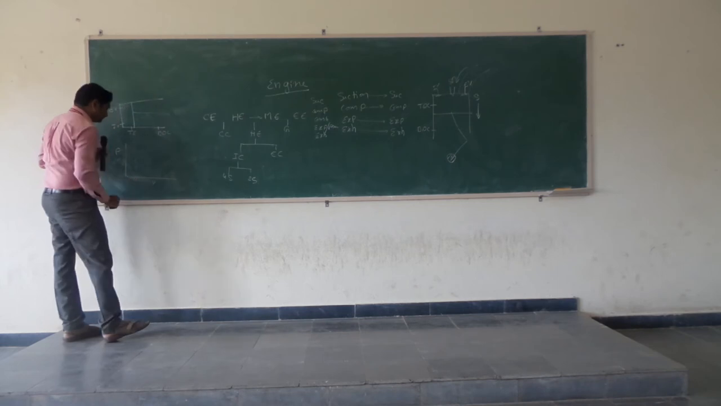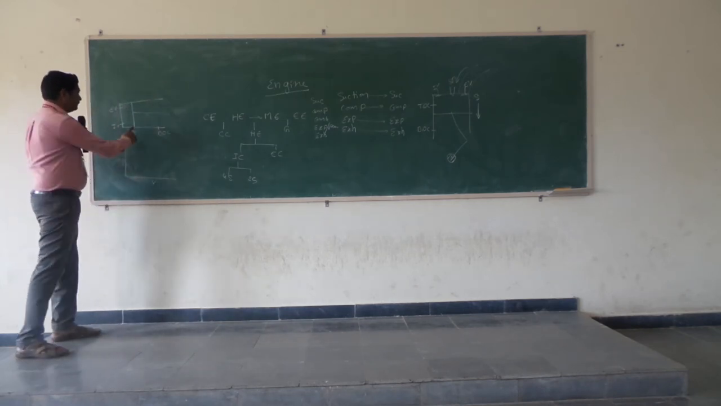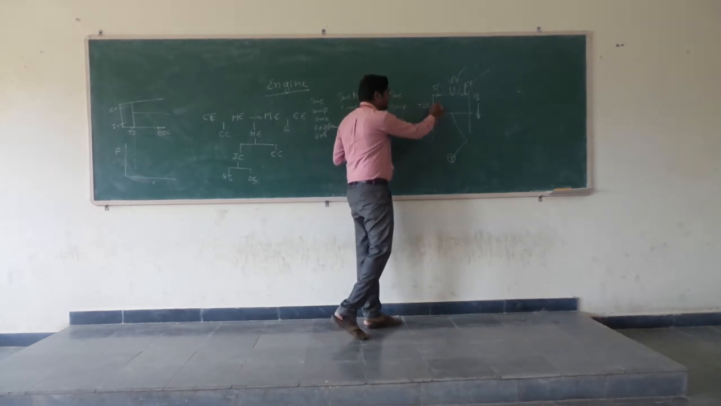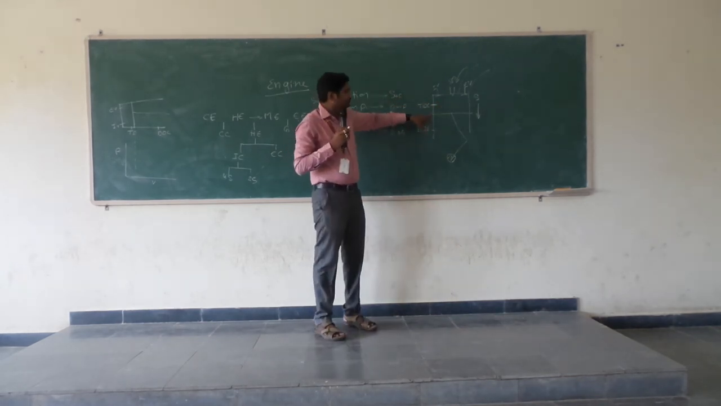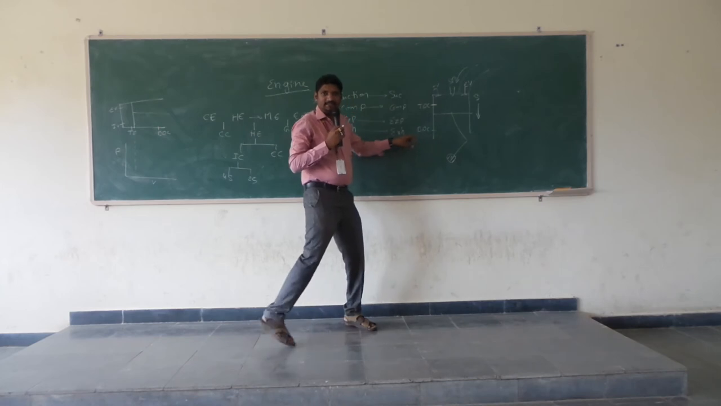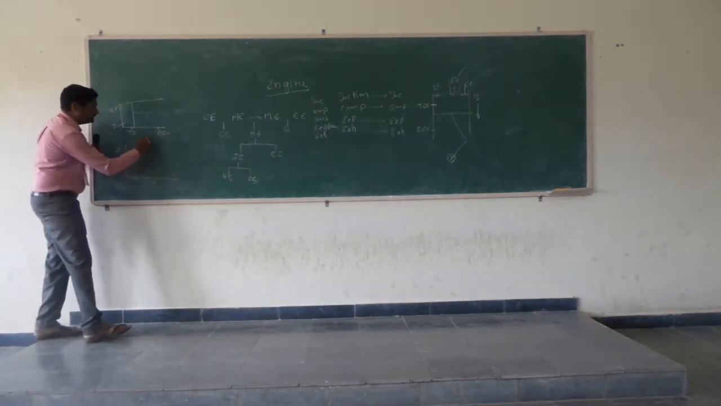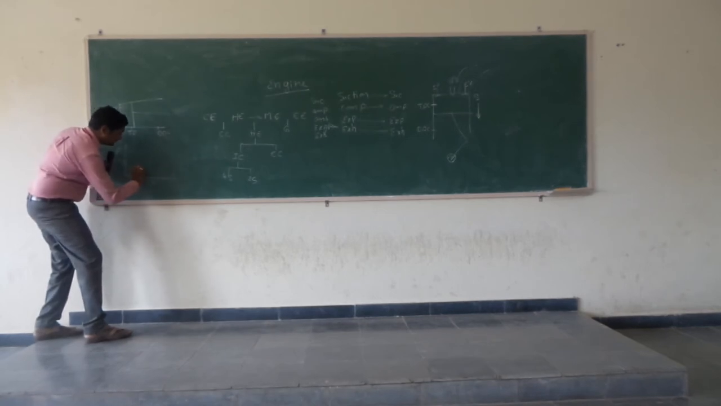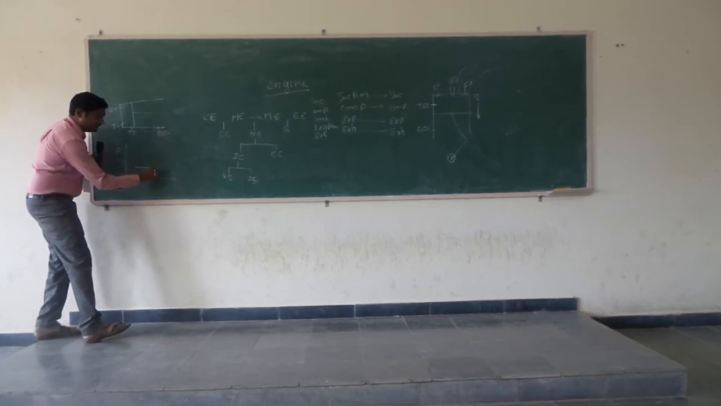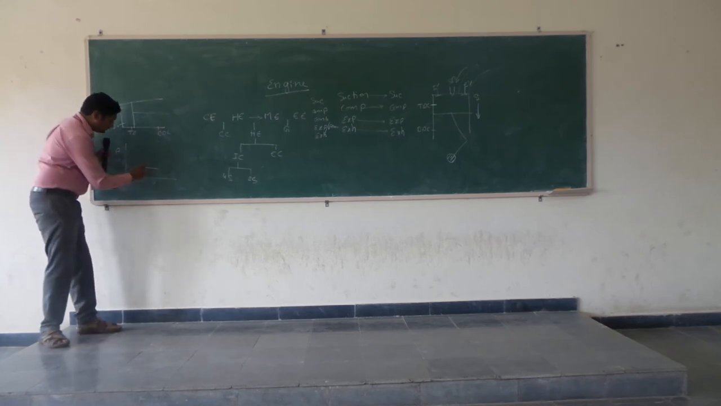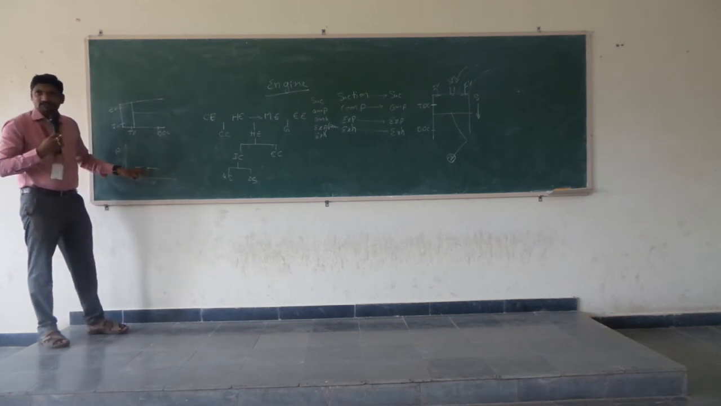The first stroke is suction. In the suction stroke, the piston moves from TDC to BDC. Here this one is the TDC. The piston moves from TDC to BDC, and at that time the volume increases. The charge enters into the chamber.